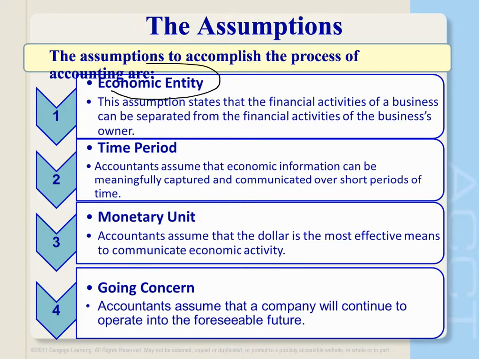The first one is what we call the economic entity. Simply stated, it states that financial activities of a business are to be kept separate from that of the owners. So let's take a minute and reflect on what that means. Let's say I own a landscaping business. In the landscaping business, I have a truck, I have tools, and I have employees. When I go out and perform my services, people pay me money.